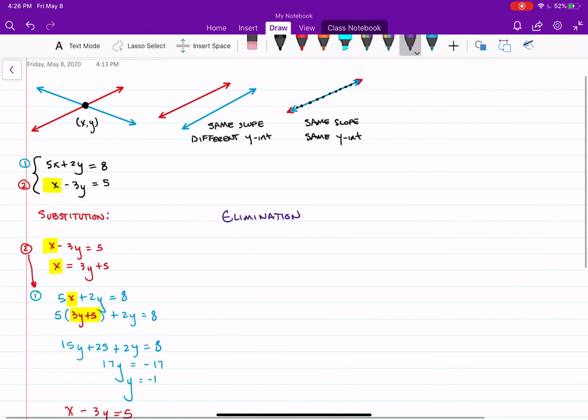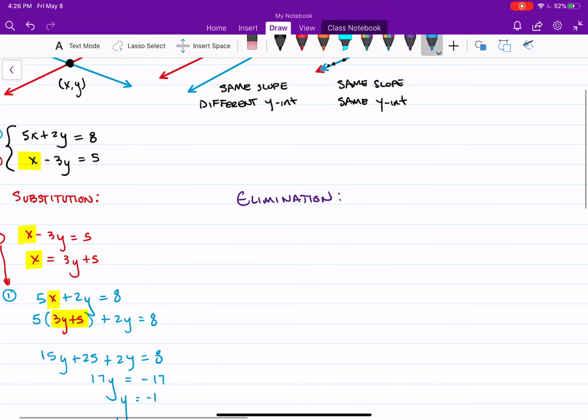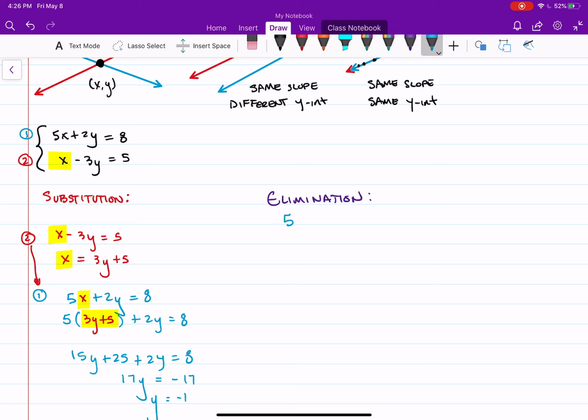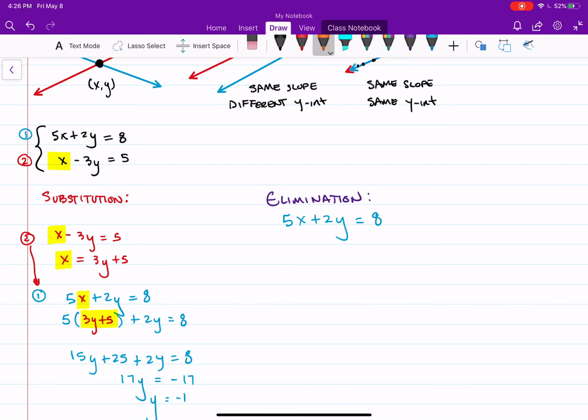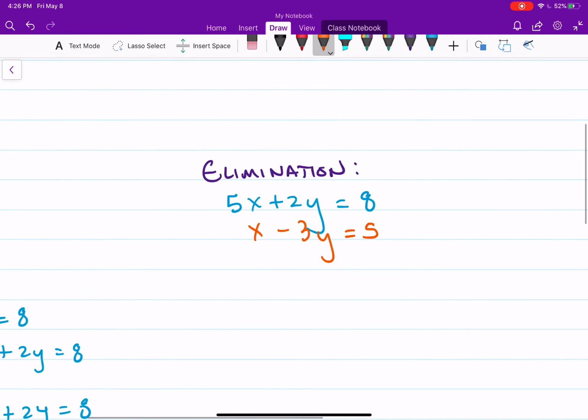Okay, so with elimination, what do I do? Let's take a look. I have the first equation to be 5x plus 2y equals 8, and the second equation to be, let's use orange, x minus 3y is equal to 5. With elimination, I just need to decide if I want to get rid of x's or y's. There's not really an advantage, but if you look at the y's, if I want to get rid of y, I have a 2 and a negative 3.